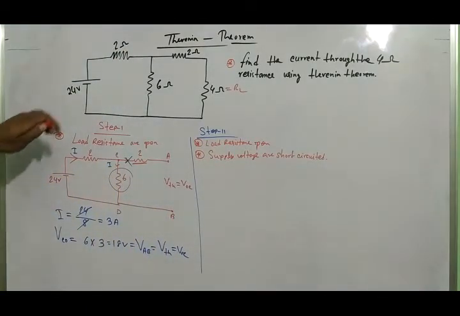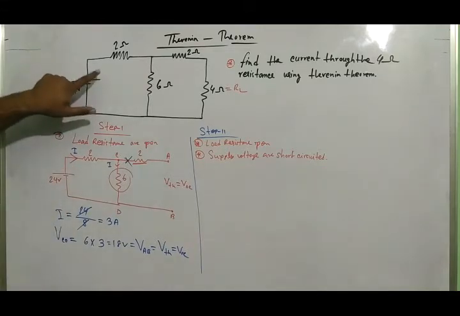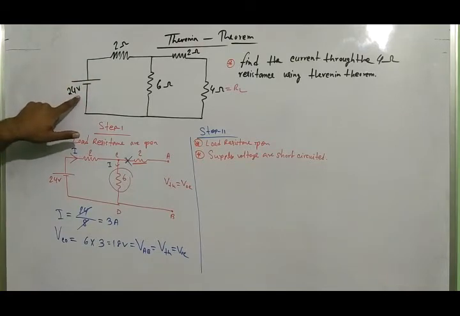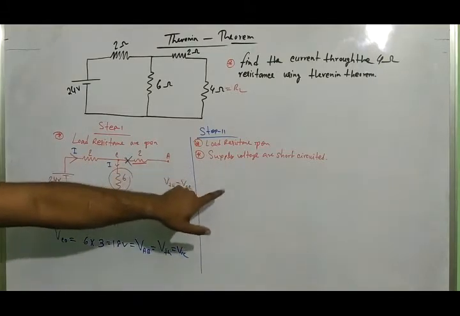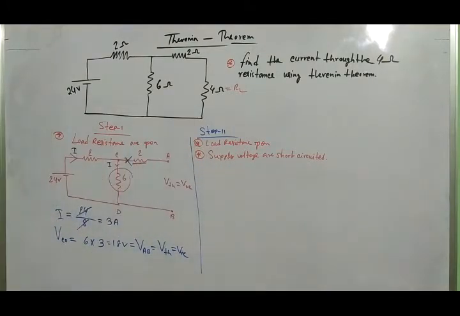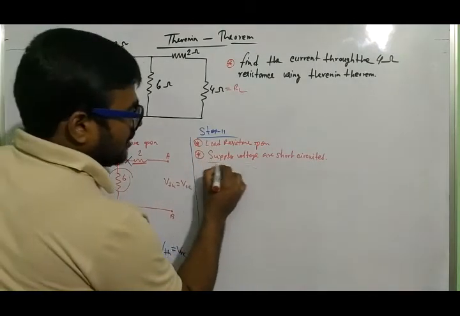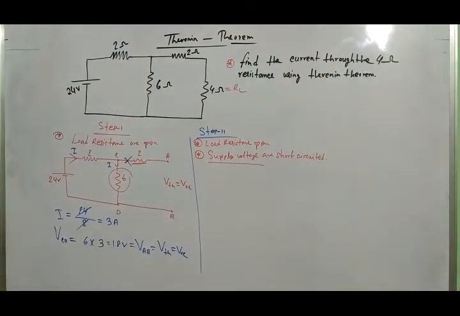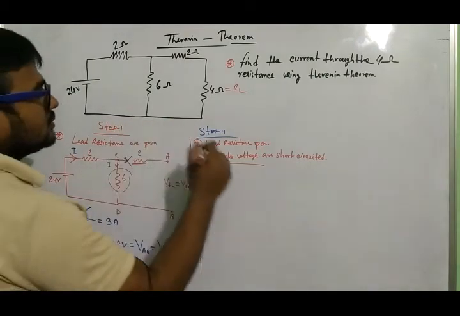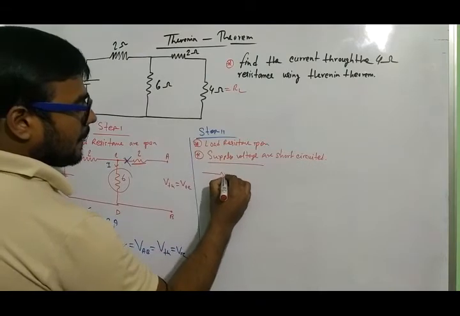If I am given any current source, then the current source will be open circuited. Okay, instead of a voltage source, if a current source is present, then in this step 2 the current source is open circuited. Clear? So the supply voltage is short circuited because this is a voltage source. If a current source is given, then the current source is open circuited. Now draw the picture.